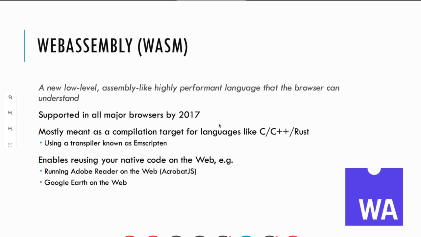Now what WebAssembly basically does is that it allows you to reuse your existing native code on the web. So if you already have a desktop or a mobile application and you have a lot of C, C++ or Rust code base written around it, you could just reuse that code instead of rewriting something else and bring that same app to the web as well.